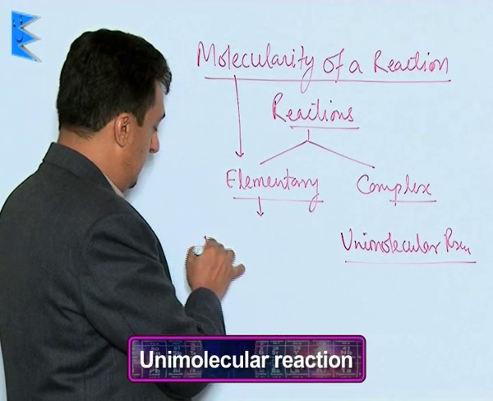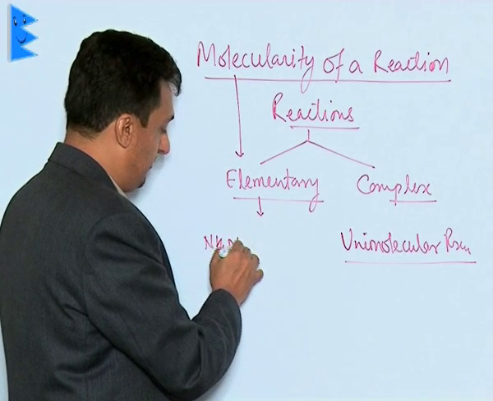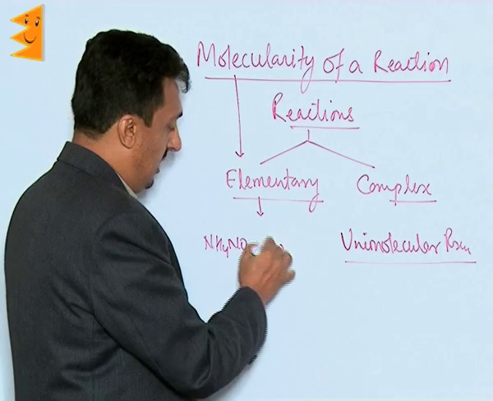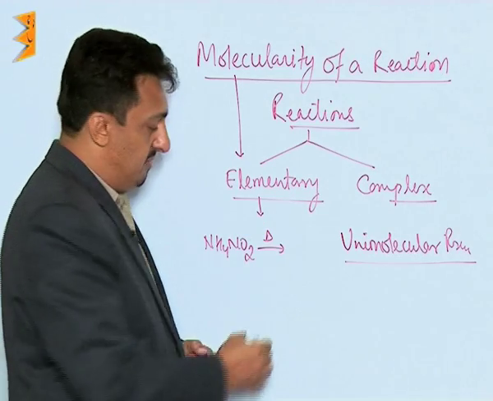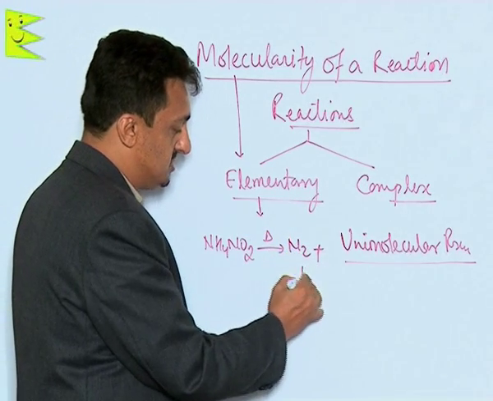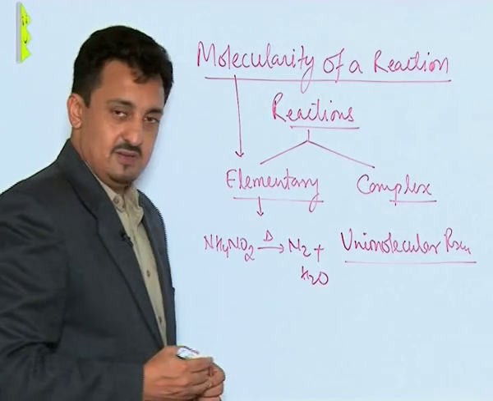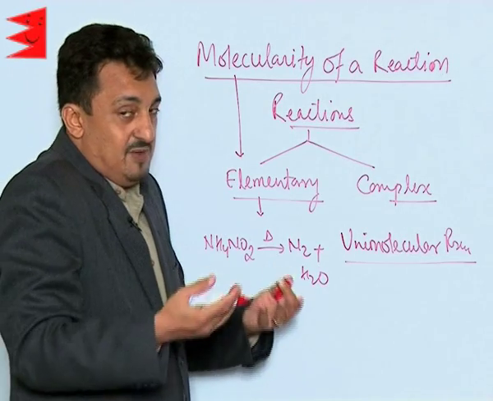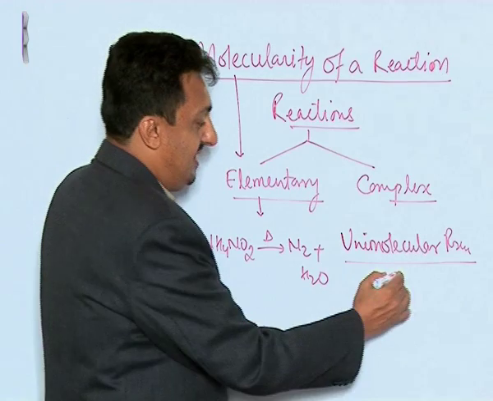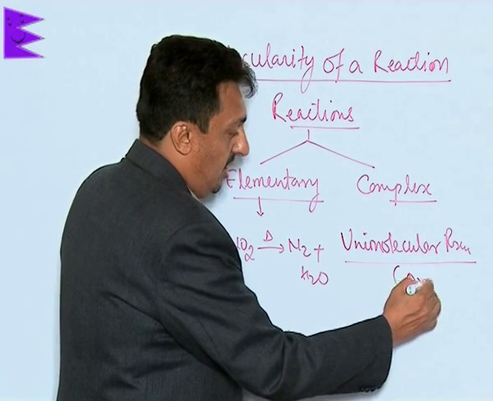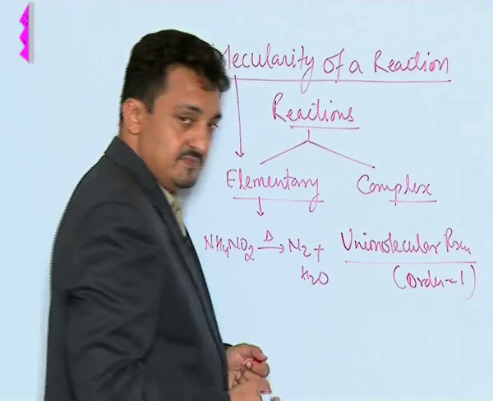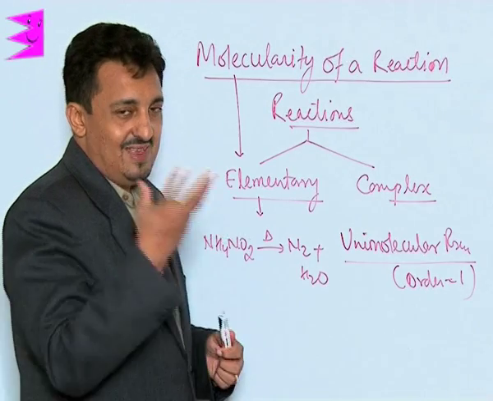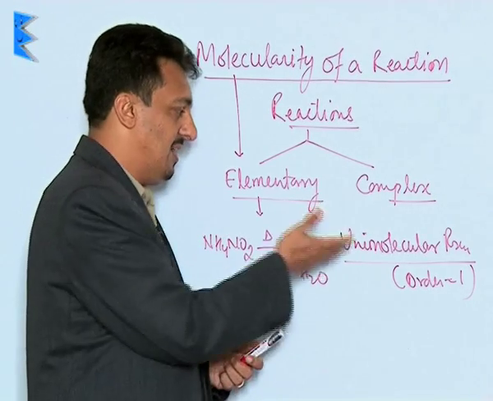Unimolecular reaction, for example the decomposition of ammonium nitrite, which on decomposition forms nitrogen and water. Remember, as per the order of the reaction, these are reactions whose order is 1. So all those reactions in which the order is 1, we can say they are unimolecular reactions.